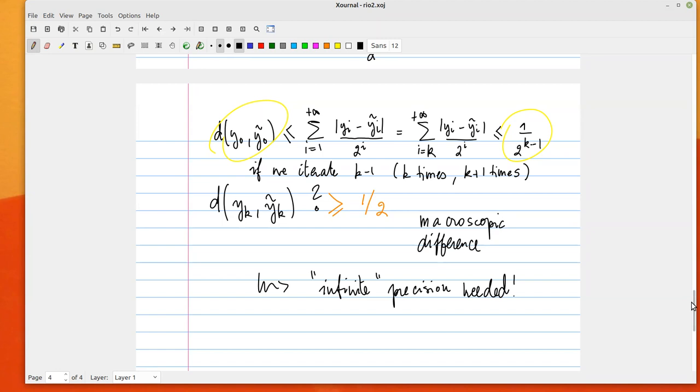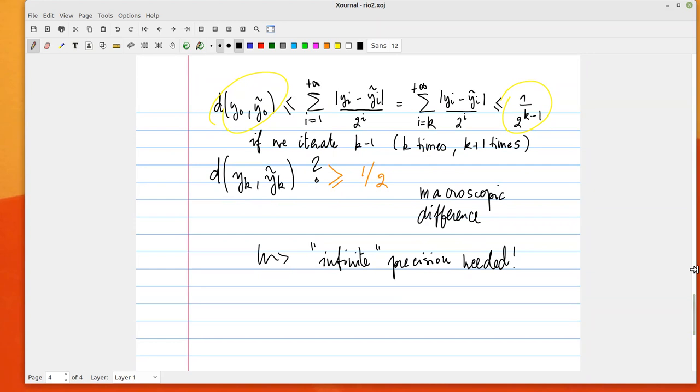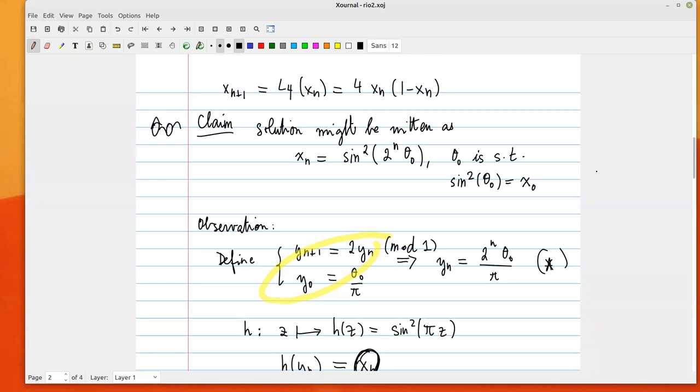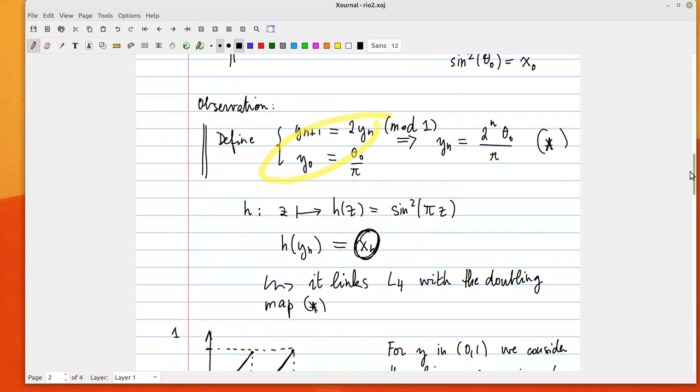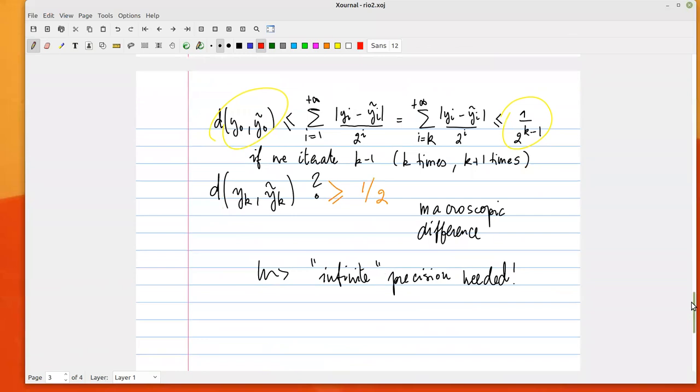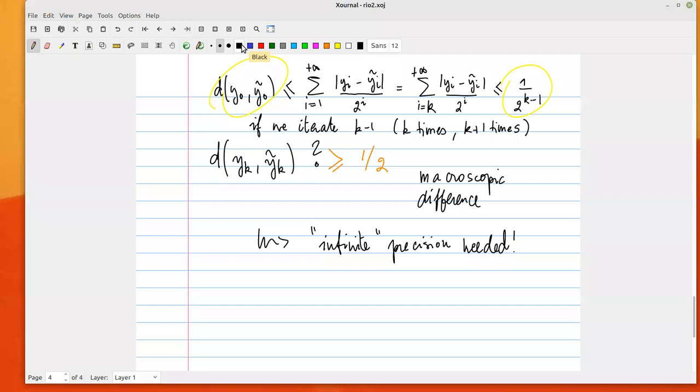So this explains why Q4 is sensitive to the initial condition. And the key point, again I repeat, is to link the dynamics of Q4, written here, with the doubling map, which is given here. And then you see that the doubling map is nothing else than the shift operator. And from the shift operator, it's very easy to understand why orbits will separate with time. So that's the intuition behind.